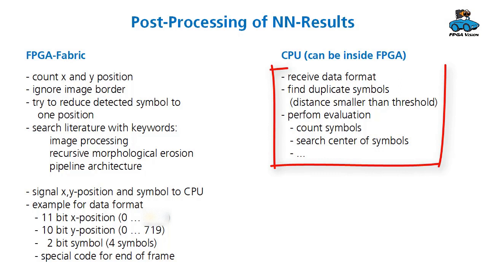Then in the CPU, you want to receive the data format, find duplicate symbols by calculating the distance that should be smaller than the threshold, and perform evaluation. So you can count the symbols, you can search the center of the symbols, things like that.